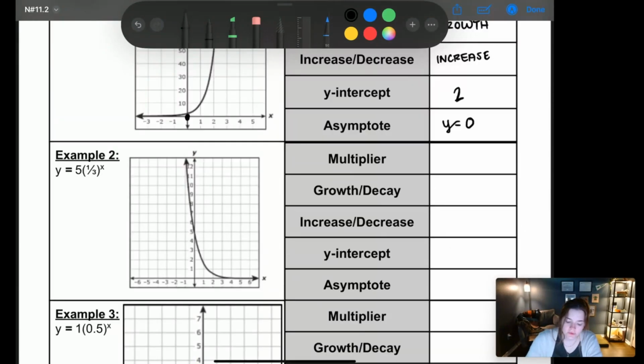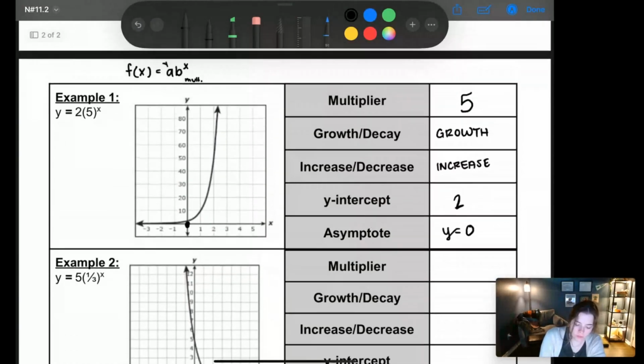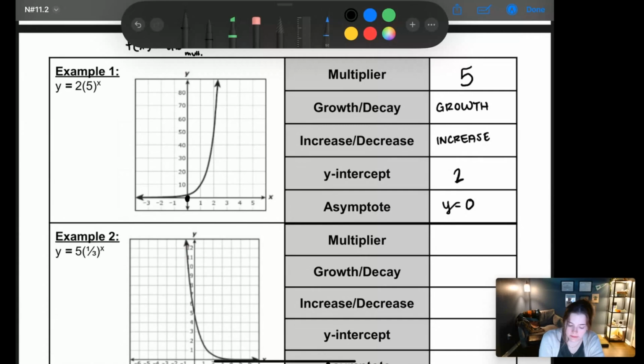Okay, example 2. Right off the bat, what do you already notice is different? Think about some things you notice that are different. Well, 1, b is between 0 and 1, which means that this has to be a decay, right? We already can see that, and you can see it on the graph, but always if your b is between 0 and 1, it's decaying. If your b is greater than 1, it's growth. And if it's decay, that means it is decreasing.